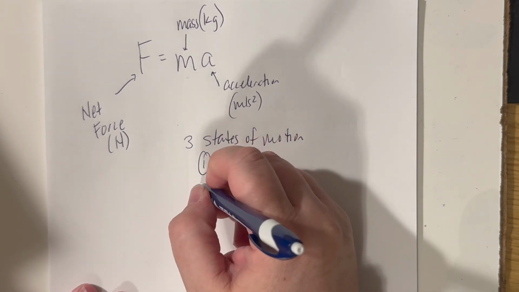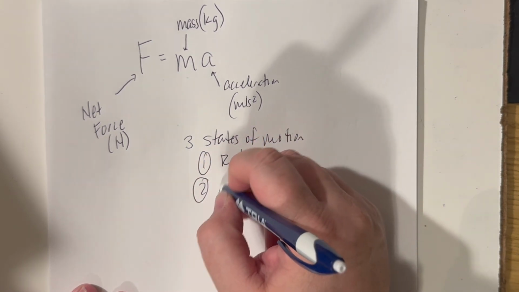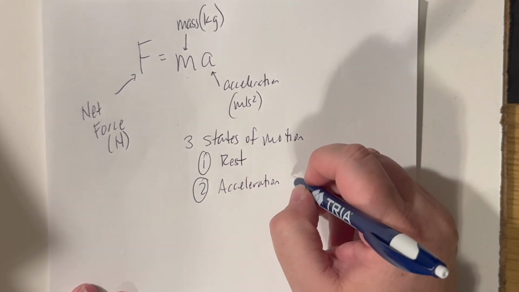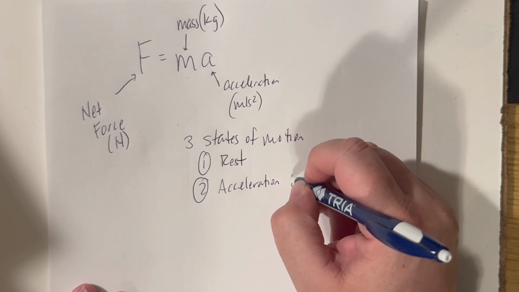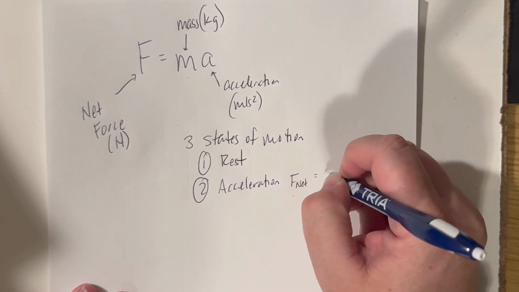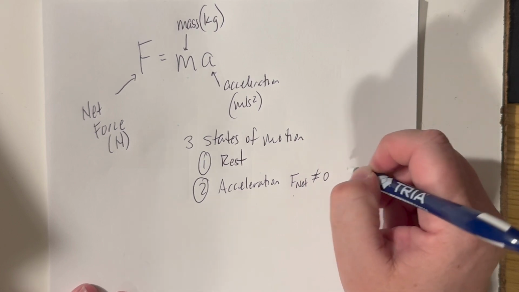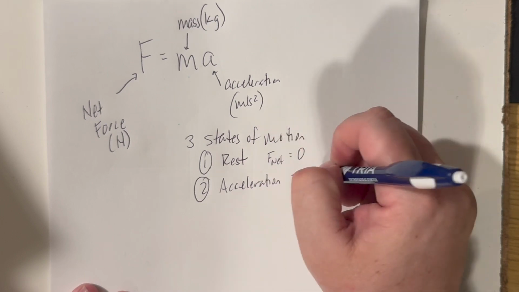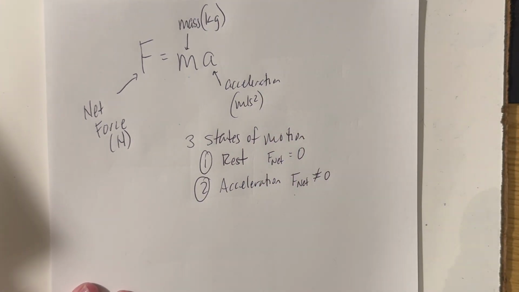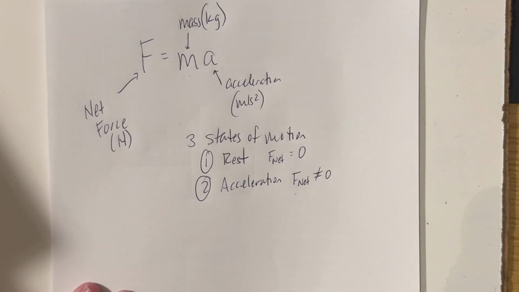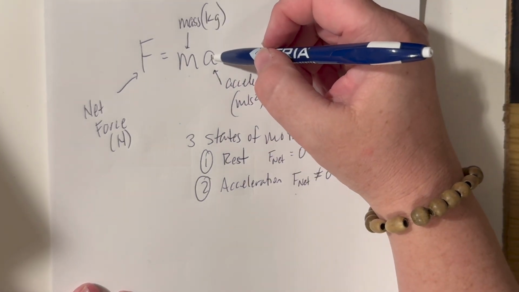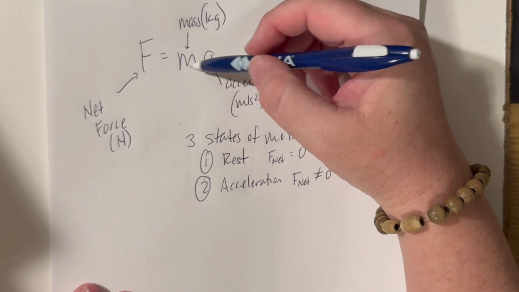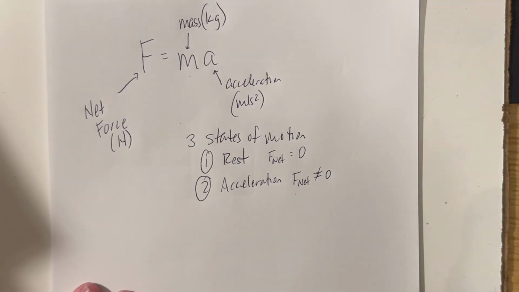Another one is acceleration. It means that you have a net force. It's not equal to 0. Here at rest, your net force equals 0. Acceleration, your net force doesn't equal 0. It means that something is acting on it that's causing an acceleration. And depending on what that mass is and what that force is, the relationship between those will determine the acceleration.